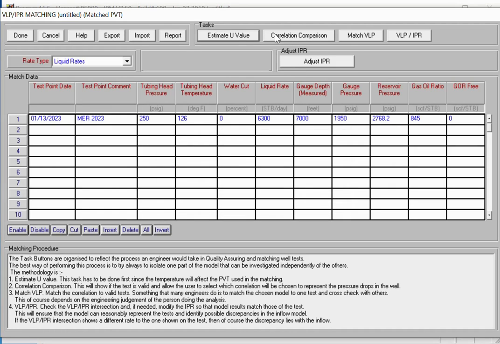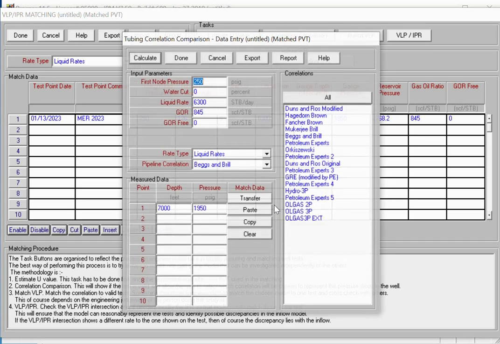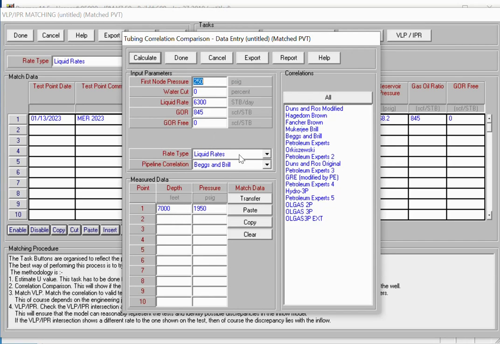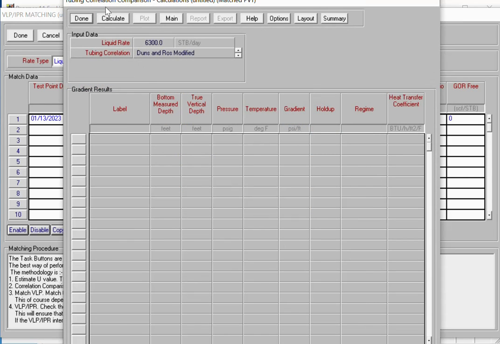Okay, so now let's look at our correlation comparison. This is where it gets very, very interesting. Okay, so I'm gonna select all of them initially. Yes, I'll start with all of them initially, and then I'll calculate.